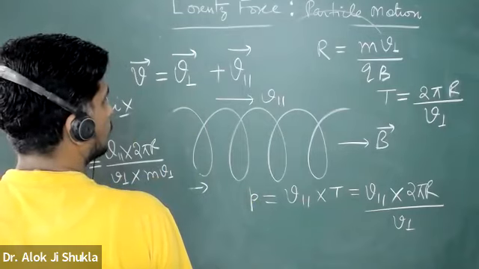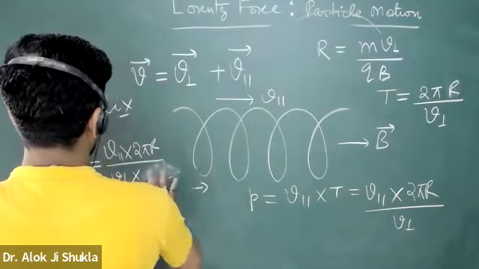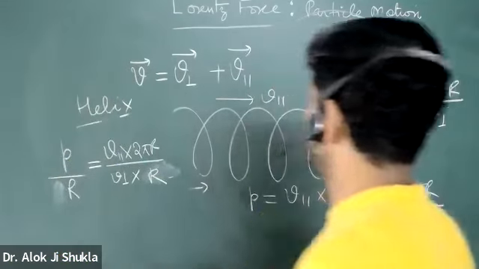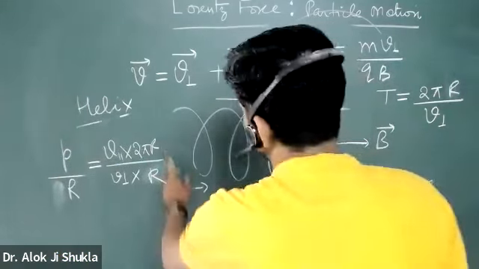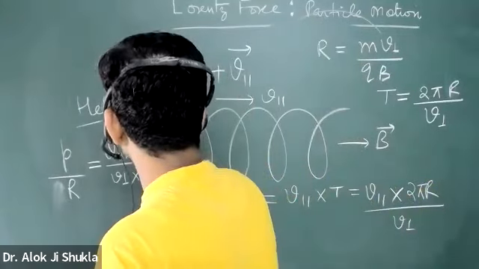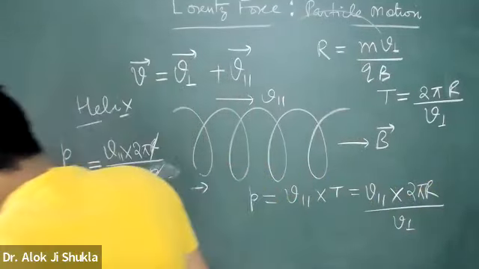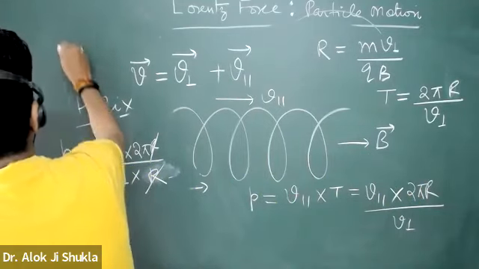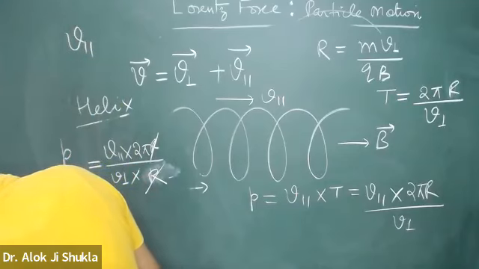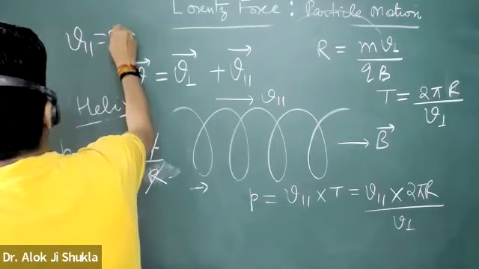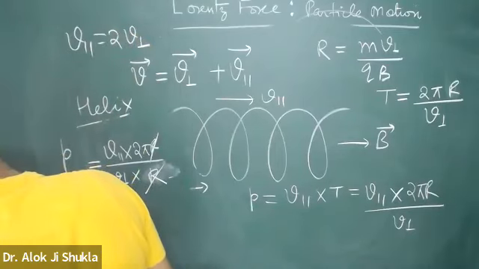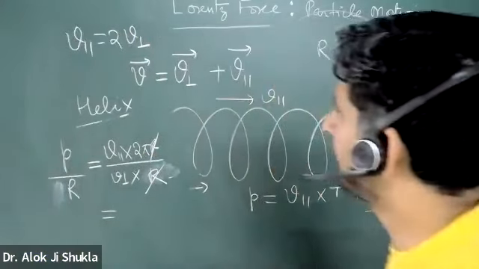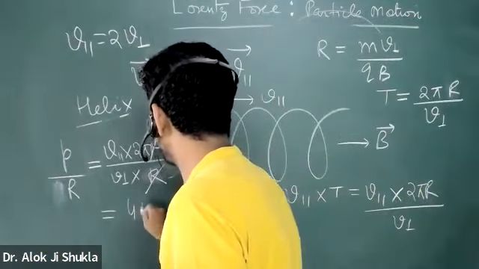Sir, directly write r, r will cancel with r directly. Right. So it is V perpendicular into R, because R is here. Okay, so R and R will cancel. And what is the condition given? The component along the magnetic field, V parallel, is twice the component perpendicular to the magnetic field. So V parallel by V perpendicular is 2. So it will be 4 pi.